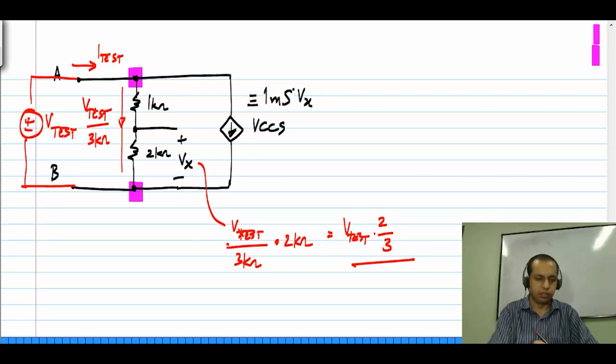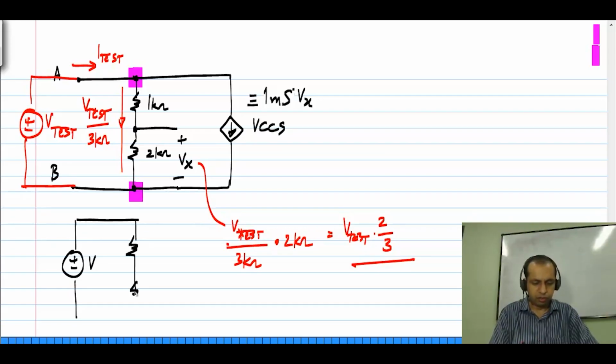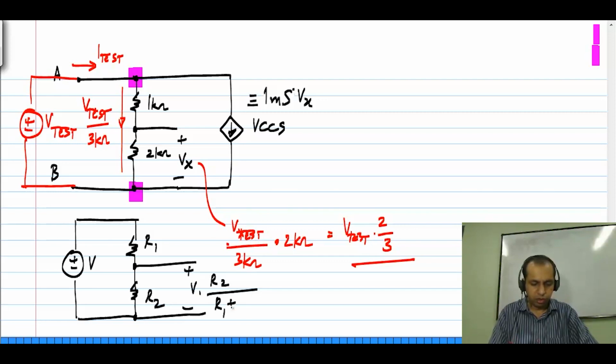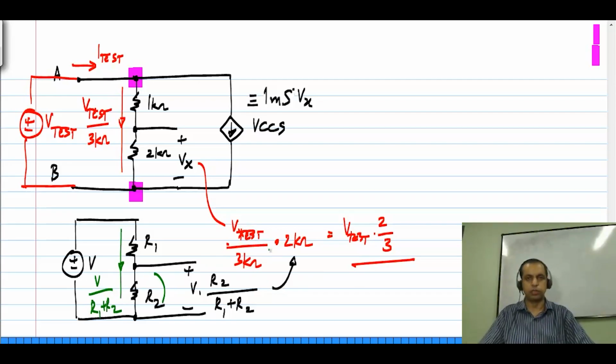This is nothing but the voltage divider formula, which you're most likely familiar with. If I have V and R1 and R2, across this I'll have V times R2 by R1 plus R2. Okay, so that's exactly what I get. And the way to derive this formula is to realize that current through this is V divided by R1 plus R2, and that current times this resistance is the voltage across R2.